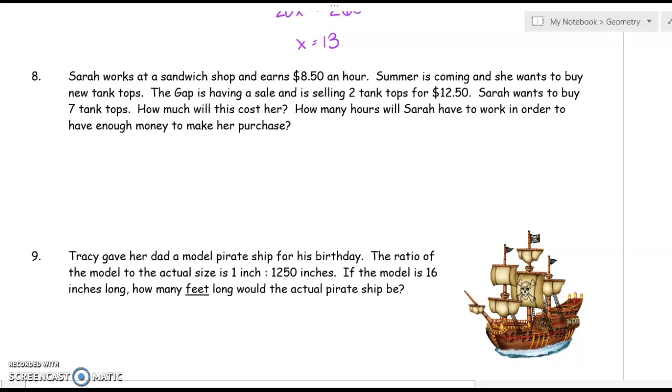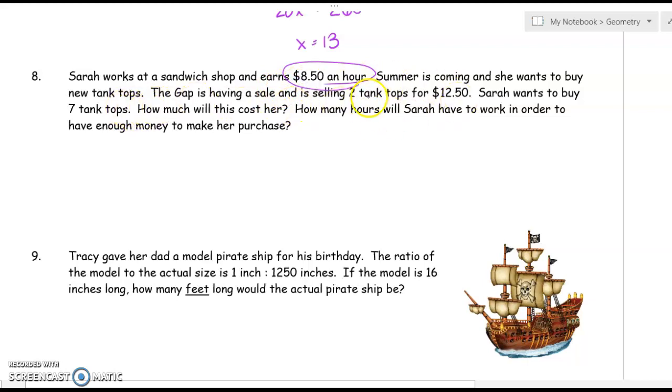Let's see. For number 8, Sarah works at a sandwich shop. She earns $8.50 an hour. Summer's coming and she wants to buy new tank tops. The Gap is having a sale and is selling 2 tank tops for $12.50. She wants to buy 7 tank tops. How much will this cost her? And how many hours will Sarah have to work in order to have enough money to make her purchase? So the fact that she earns $8.50 an hour, we'll use that later.